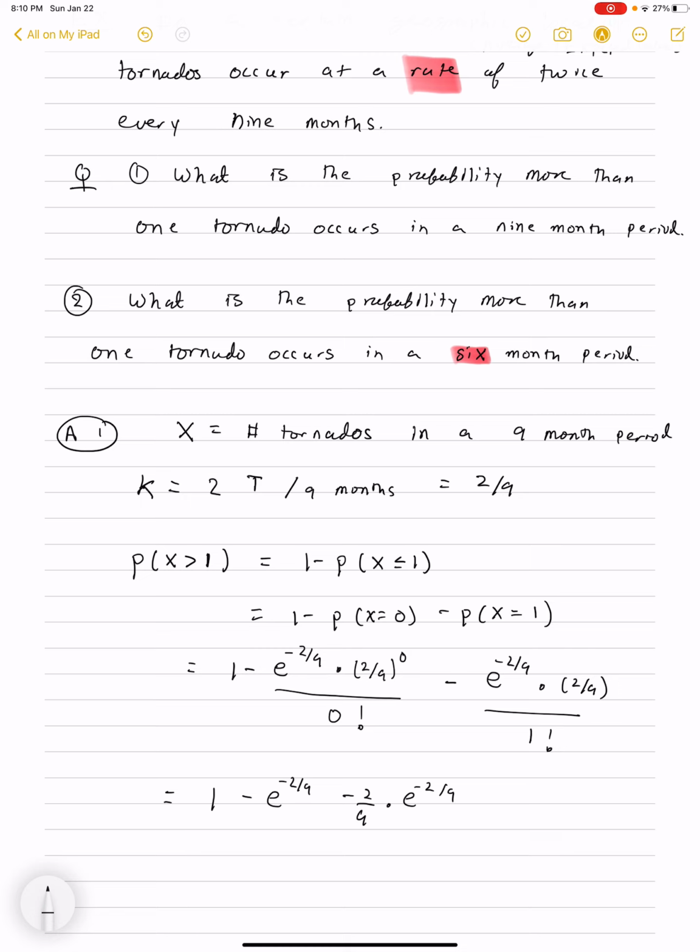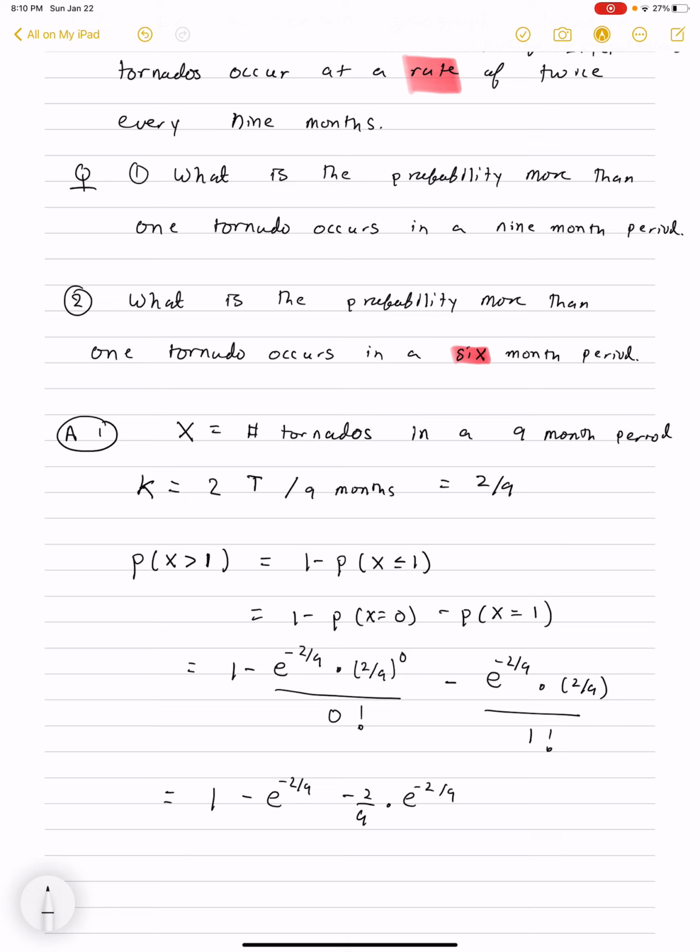And let's just calculate this number very quickly. And this will be a very small number, it should be about 0.021.